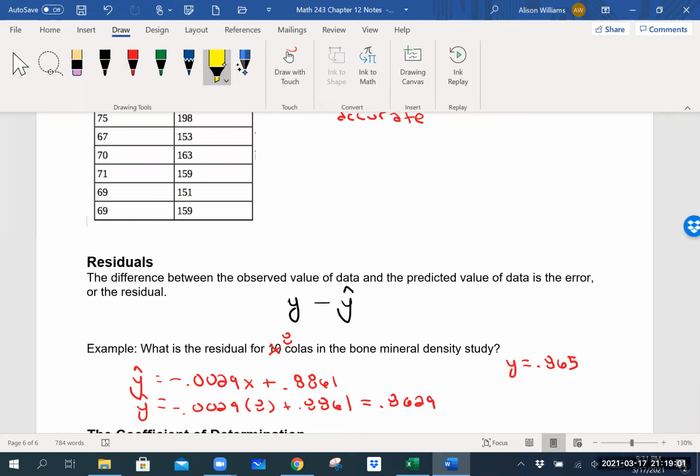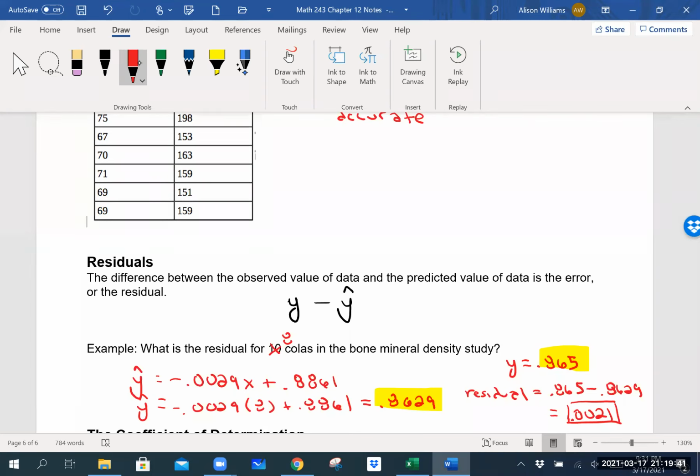And now I'm going to compare that to what was actually recorded in the data and find the residual. The residual is going to be the actual data minus the predicted data. 0.8629. Okay. And that gives me 0.0021 difference. Not too bad. Pretty close. But that would be the residual for that specific data value. That's how far off the prediction was from what the actual data value was.